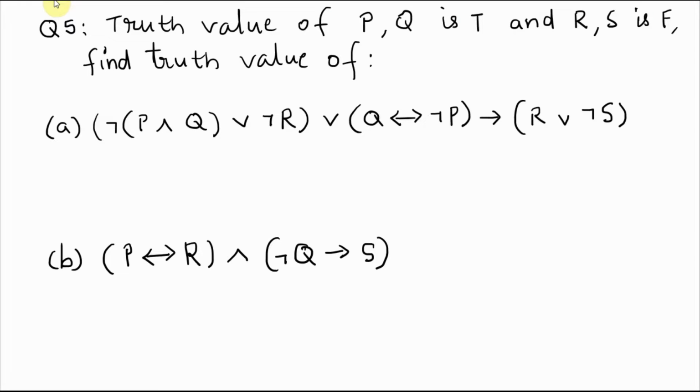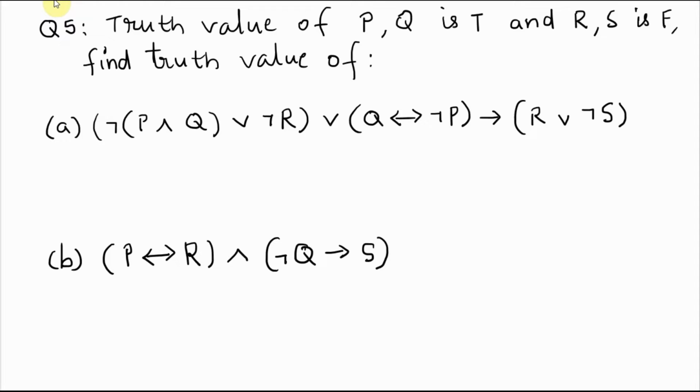We are given a question that the truth value of P and Q is true and R and S is false. Find the truth value of the following two compound propositions. The first one is: not of (P and Q or not R), or (Q implies not P), implies (R or not S). So we have a pretty long compound proposition and we need to find its truth value.